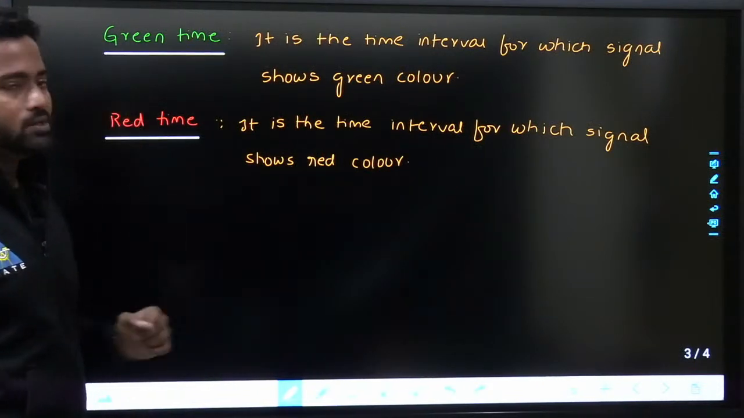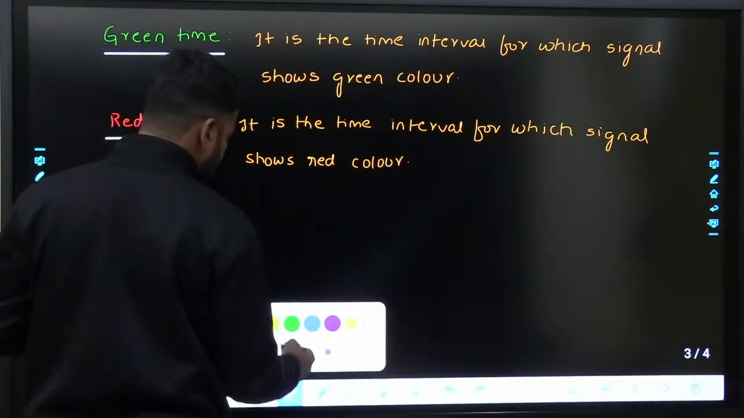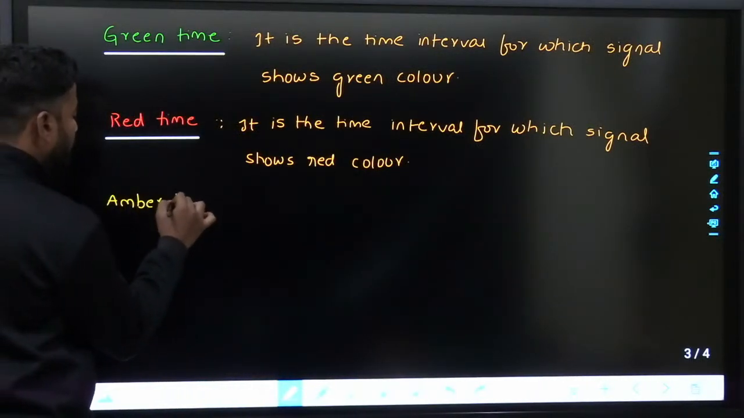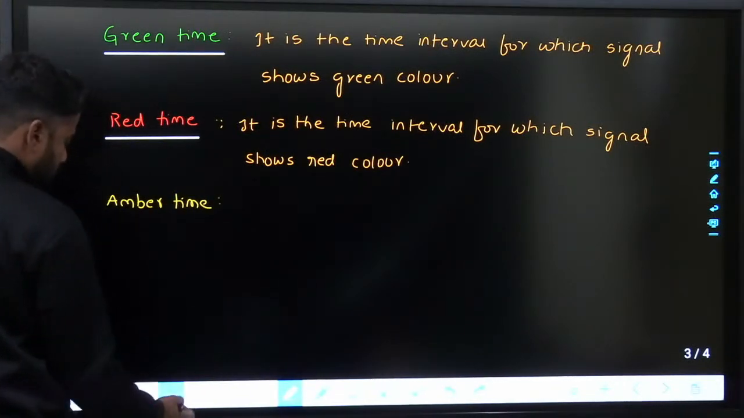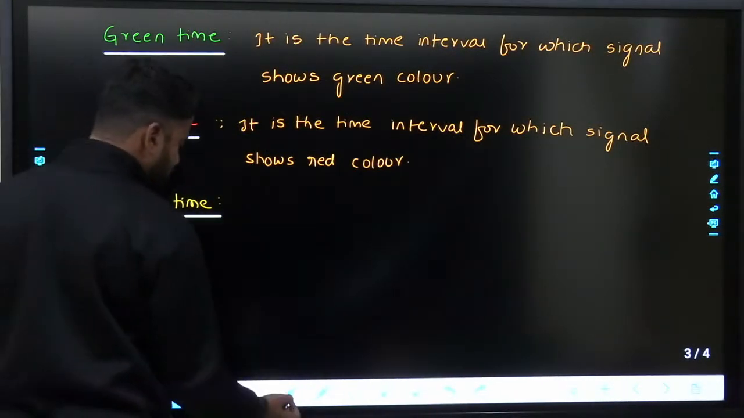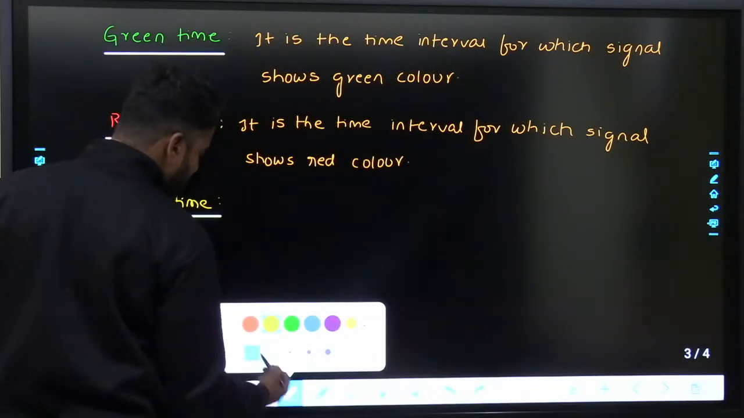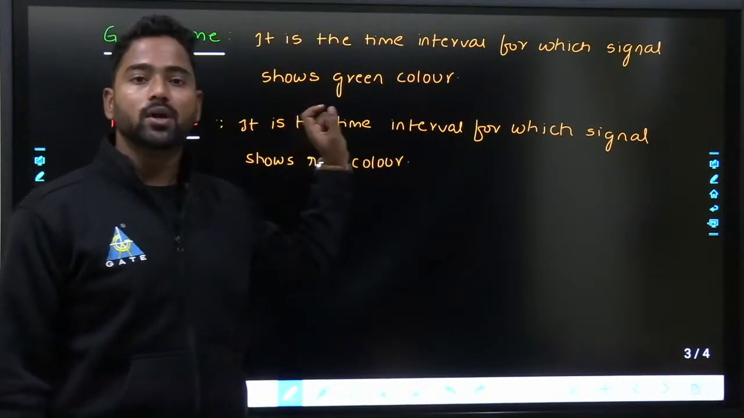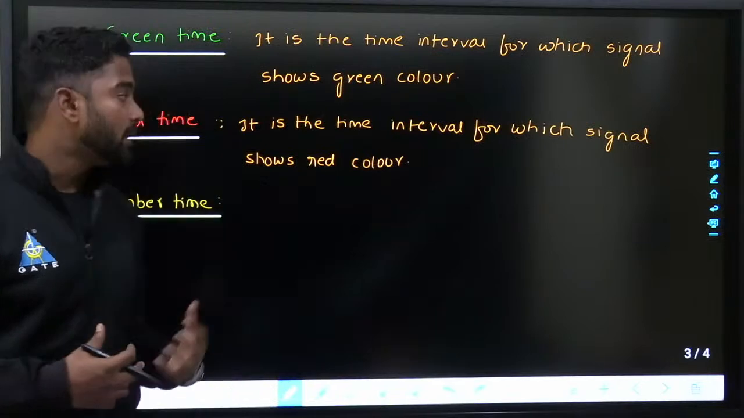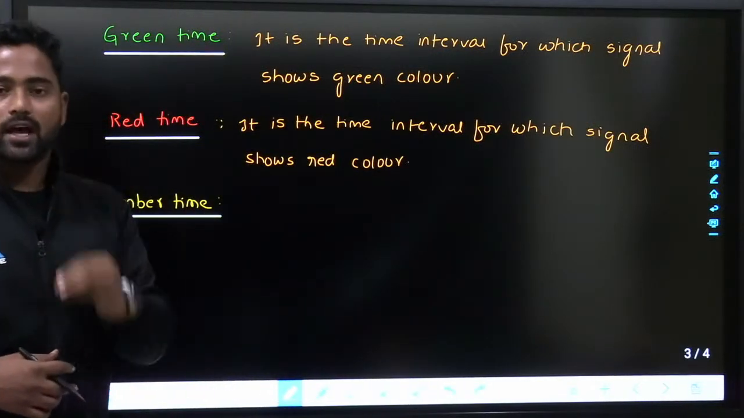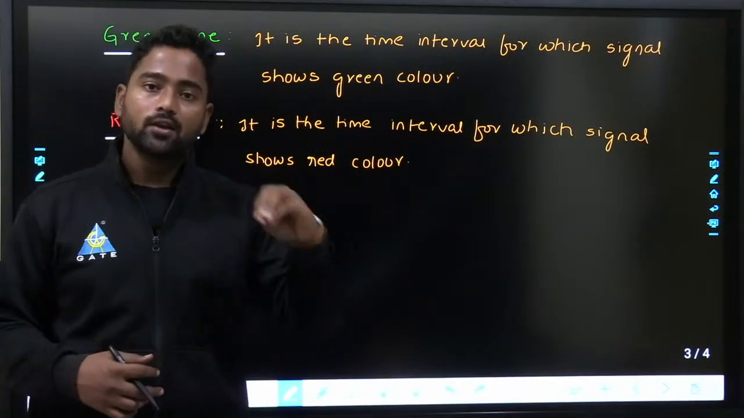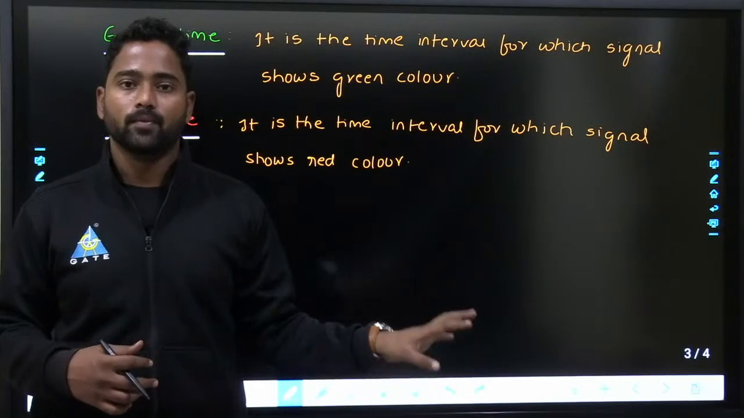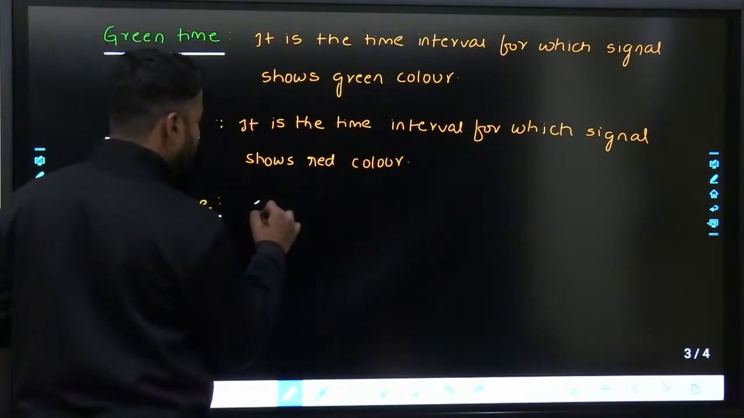In between these two things, there is one more color that is called as amber time. Amber time, I can simply say it is the time interval for which it shows amber or yellow or orange color. But what exactly is the moving? Green color means you can move, red color means you can stop. But what is meant by amber time? Amber time is the time during which either you can clear the intersection or you have to stop. Are you getting it? It is the time interval.